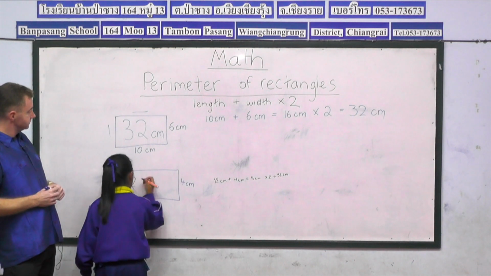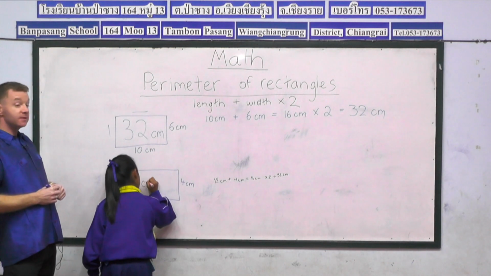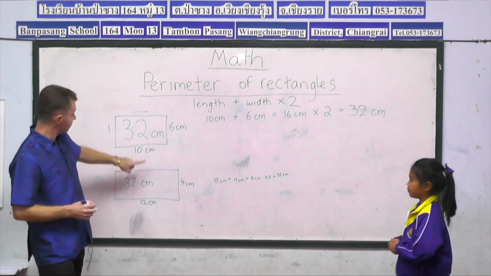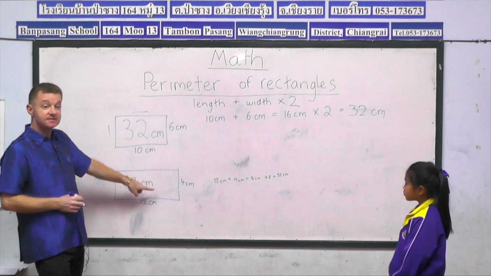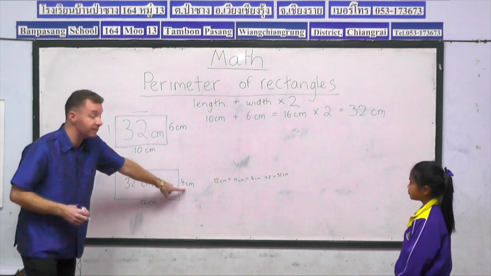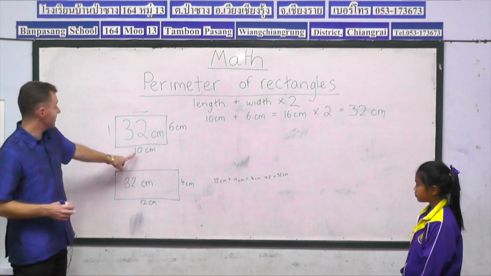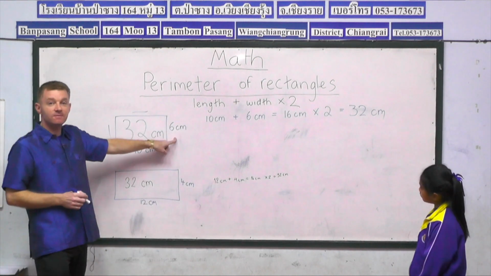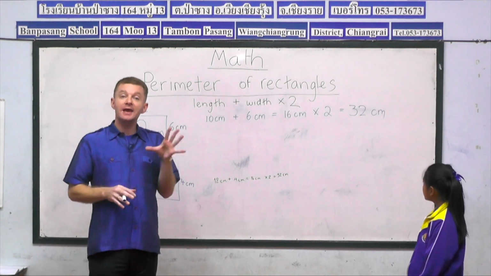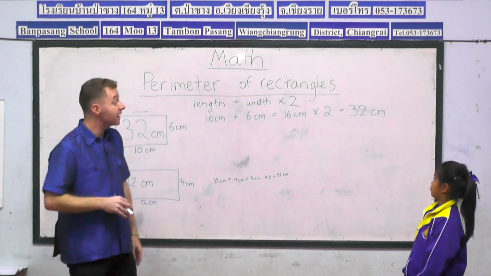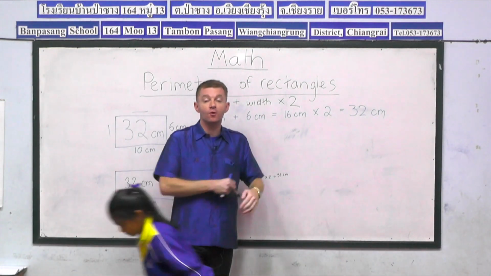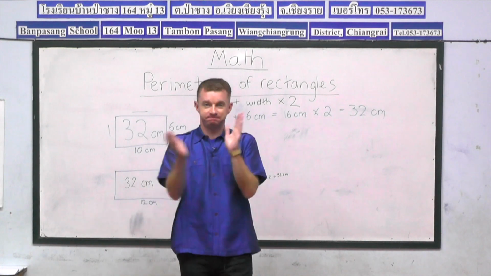So can you write inside your rectangle the total perimeter? 32 centimeters. So notice how the perimeter of both rectangles is the same, even though they're different shapes, 12 centimeters by 4 centimeters and 10 centimeters by 6 centimeters. By working out the length and the width together, we can work out the total perimeter. Pak Bung, that was brilliant. High five and a big round of applause for Pak Bung, please, guys.